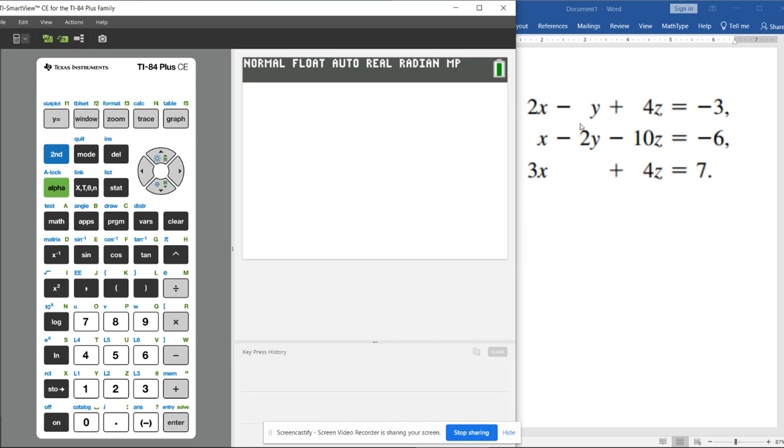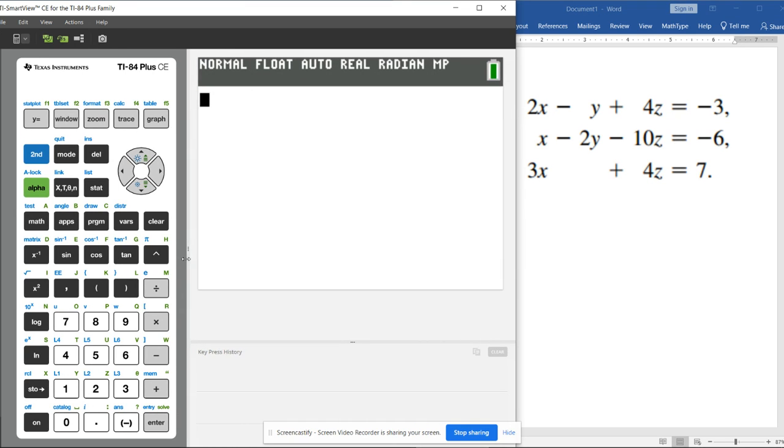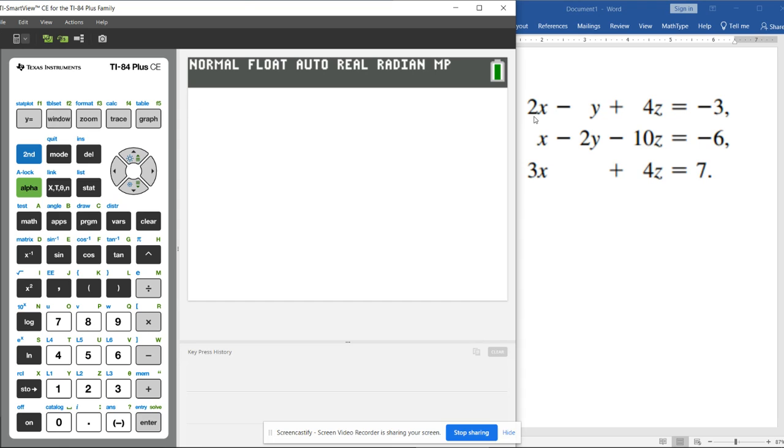As we think about labeling this as a matrix, we want to note that we describe the size of a matrix as row by column. So the quantity of rows, in this case, we have 1, 2, 3 horizontal rows and 1, 2, 3, 4 vertical columns. So let's just jump right into the calculator.